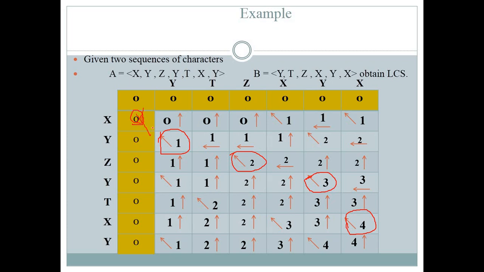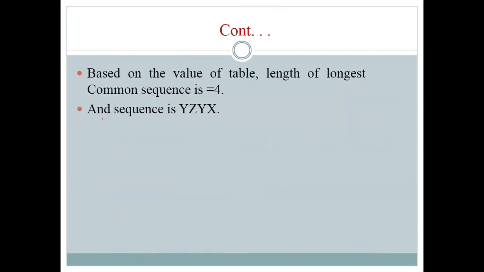Now we can check the circle values. The first circle is here, so the first is y. The second circle is here, so the second is z. The third circle is again y. And the fourth circle is here, so it is x. So the longest common subsequence will be y, z, y, x.